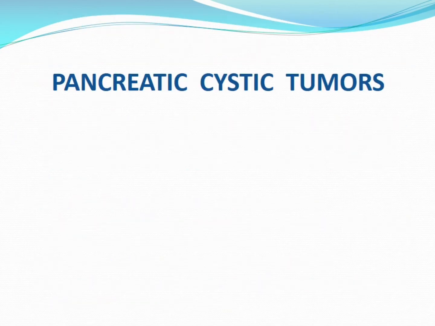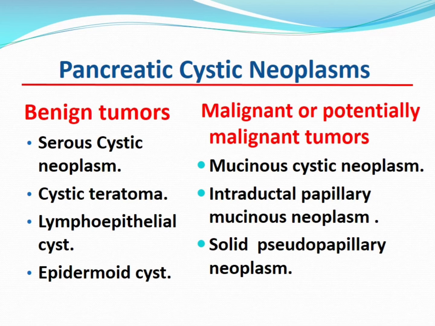Pancreatic cystic tumors. Pancreatic cystic neoplasms may be benign tumors or malignant or potentially malignant tumors. The benign tumors include serous cystic neoplasm, cystic teratoma, lymphoepithelial cyst, and epidermoid cyst. The malignant or potentially malignant tumors include mucinous cystic neoplasm, intraductal papillary mucinous neoplasm, and solid pseudopapillary tumor.